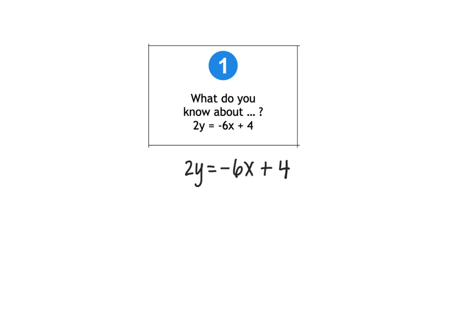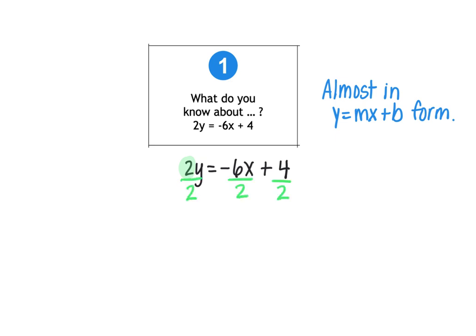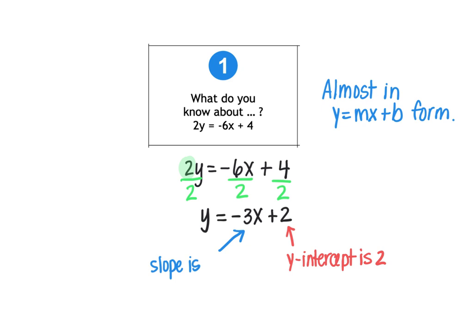Right off the bat, we can notice that y is almost by itself. So it's almost in y equals mx plus b. It's just that there's a 2 out in front of that y. So to get it into the form y equals mx plus b, we can just divide every term by 2. This will result in y equals negative 3x plus 2. This means that what we know about this line is that we have a y-intercept of 2 and a slope of negative 3. The line will start at 2 and it will go down and have a negative correlation.